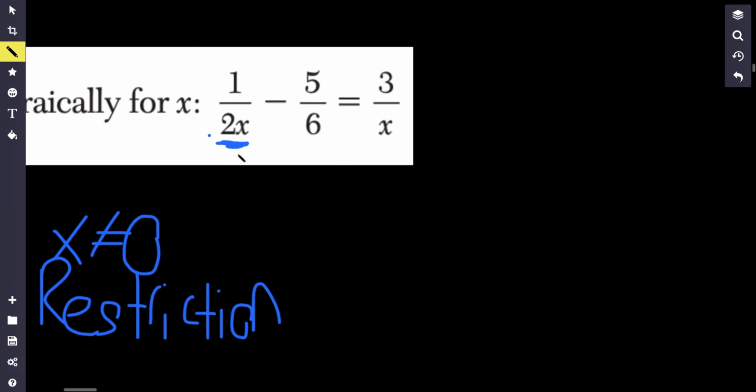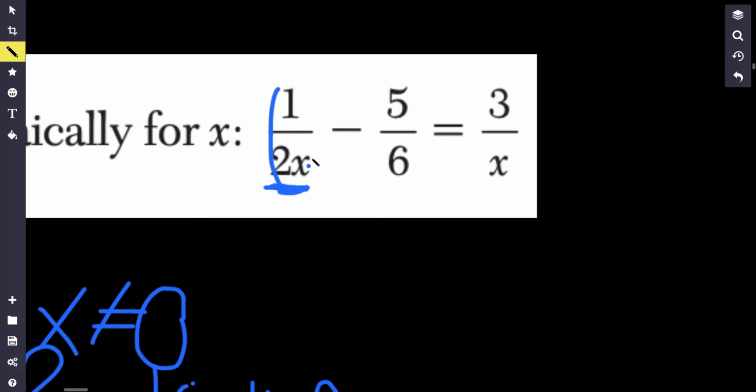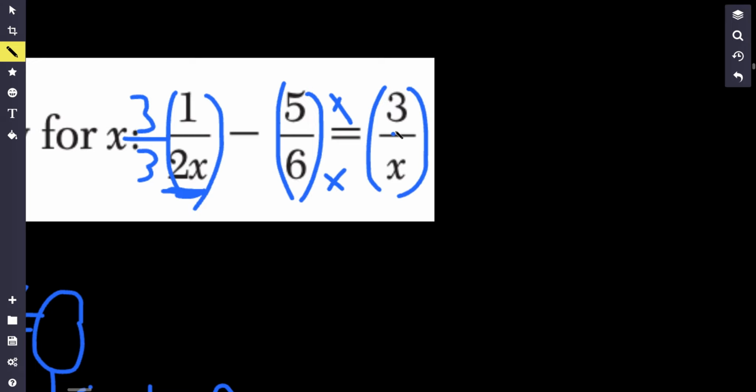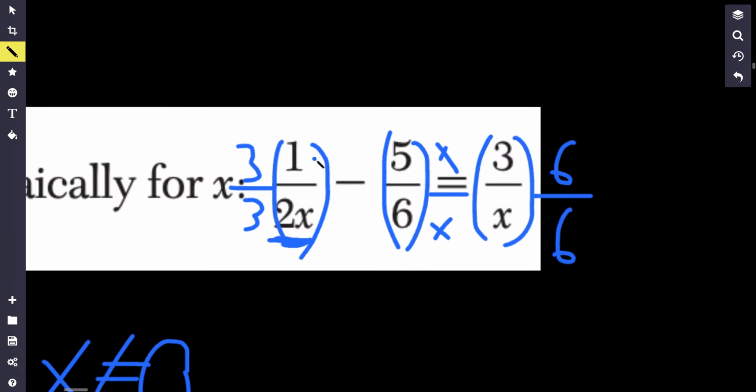All right, so 1 over 2x. Let's multiply the top and the bottom of this part of the equation by 3. Let's multiply the top and bottom of this part by x. And let's multiply the top and the bottom of this part by 6. You'll see why I do this. So 1 times 3 is just 3. And then 3 times 2x is 6x. And I have 5 times x, which is 5x, divided by 6x. And I have 3 times 6, which is 18, and 6 times x, which is 6x. And now notice how I have a common denominator. So this is why I did this strategy.